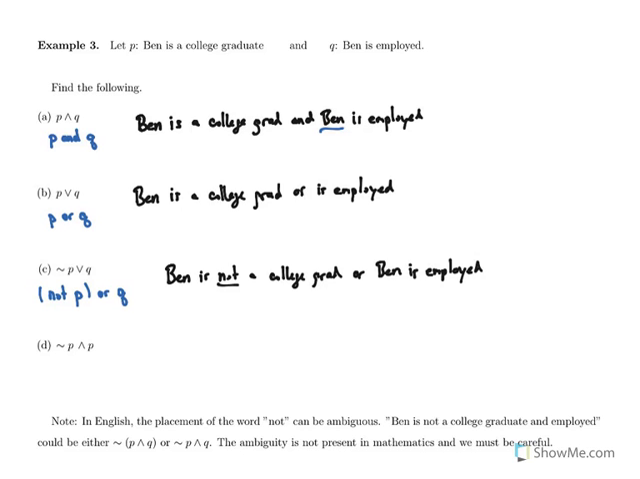At this point, I want to talk about this bottom note real quick too, is that the placement of the word not in the English language can be ambiguous. So if I said Ben is not a college graduate and employed, that could mean either that Ben is not a college graduate and Ben is not employed, or it could be Ben is not a college graduate and he is employed. And that's the difference between not P or Q and not P and Q. I guess I actually did this for the second one.